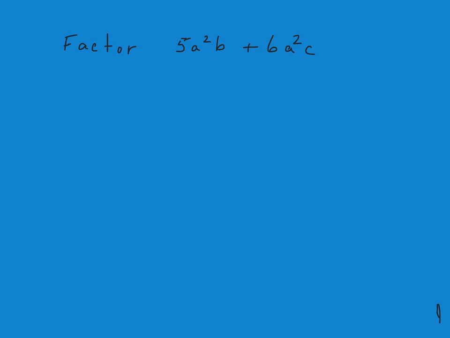Okay, so we're going to factor this binomial. The first type of factoring you should always try to accomplish with any factoring problem is pulling out a greatest common factor. So I want to look at my terms. There are two terms here. 5a squared b is the first term. The second term is 6a squared c.